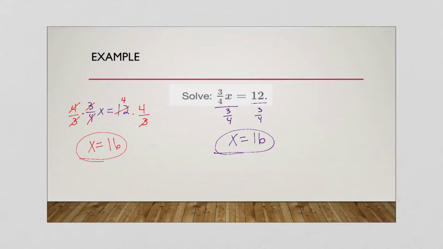So again, you can check your answers. 3/4 times 16 over 1. Does that equal 12? 4 will go into 16 4 times. 3 times 4 is 12. 12 equals 12. So I know that x does equal 16.